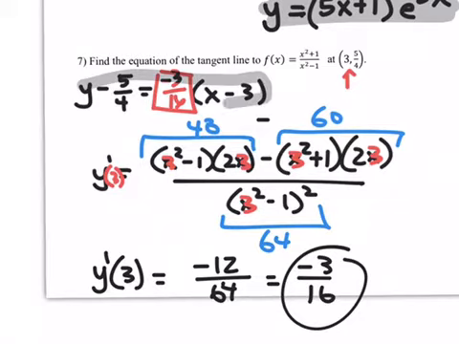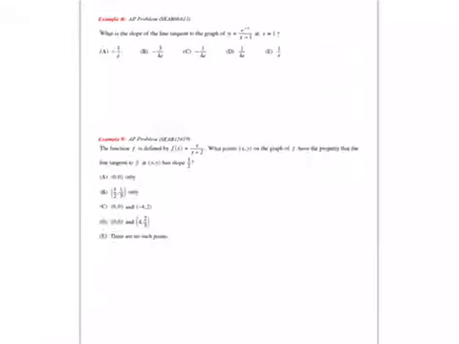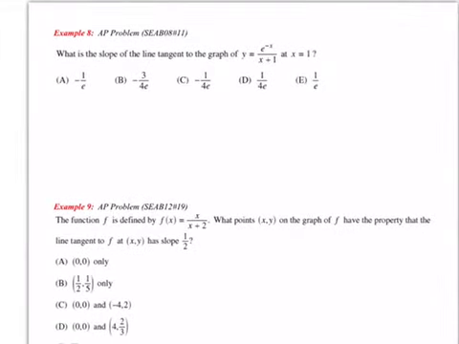That's the equation of our tangent line to the function (x squared plus 1) over (x squared minus 1) at that point (3, 5/4). Okay, let's try another AP question here. What is the slope of the line tangent to the graph y equals that at x equals 1? So I don't have to come up with the equation of the line, just the slope.